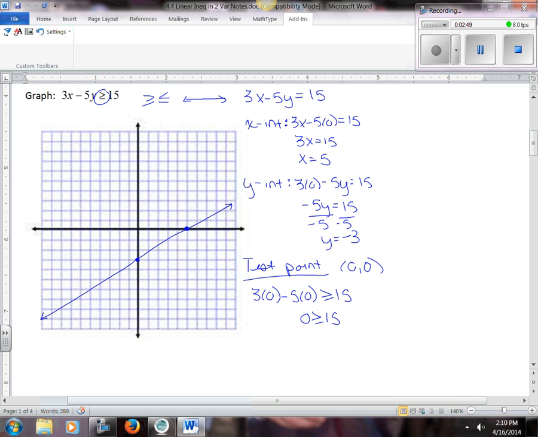Is that true or false? Is this point here greater than or equal to 15? I would say that's false. So wherever the point we just tested is, if it's false, I'm not going to shade where it is. So I have to shade on the other side. That's how you decide where you're going to shade. Okay?